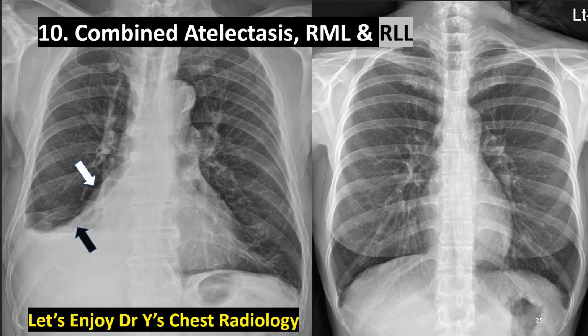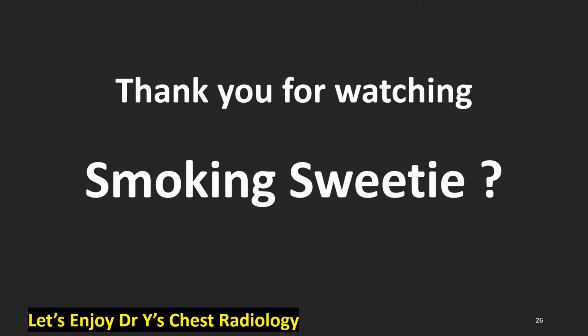Combined atelectasis of right middle lobe and right lower lobe. This is not common. This is a rare image of collapse, when something is blocking the right bronchus intermedius. The white arrow indicates the minor fissure of the collapsed middle lobe. The black arrow indicates the major fissure of the right lower lobe collapse. And we also see the pleural effusion below. That is combined atelectasis. Thank you for watching.